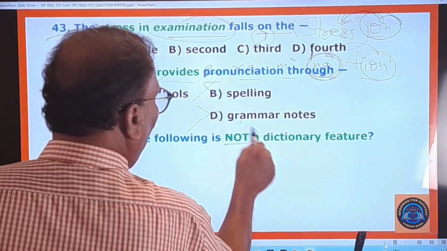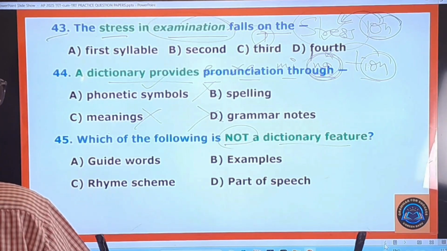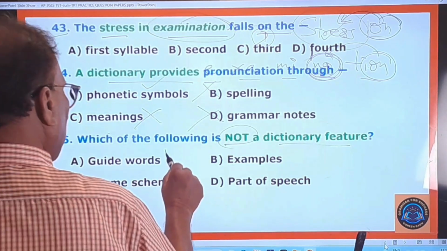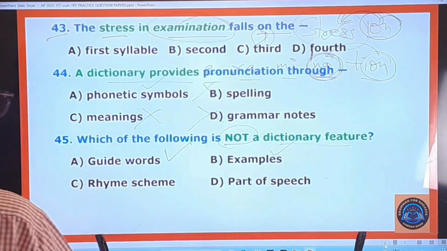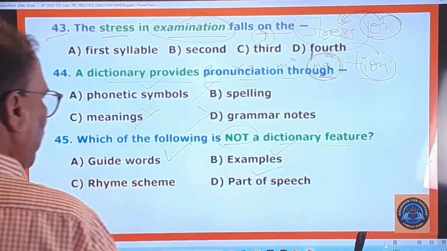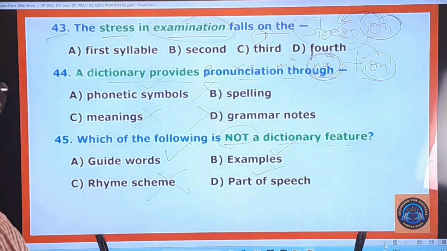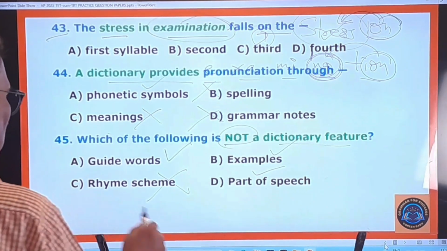Okay, and here the 45th one. Which of the following is not a dictionary feature? What is that which is not a dictionary feature? Guide words is a feature, examples is a dictionary feature, part of speech is a dictionary feature, but rhyme scheme is not a dictionary feature. So therefore, C is your answer.